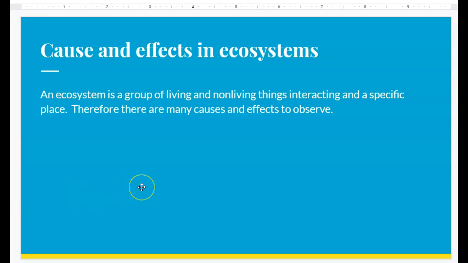Now, cause and effect occurs all the time in ecosystems. An ecosystem, remember, is a group of living and non-living things interacting in a specific place. Therefore, there are a lot of causes and effects to observe all the time. What we're going to look at today is the cause and effect relationship of food chains being disrupted, right? What happens when a food chain breaks? If we introduce a new species, what's the effect on the rest of the ecosystem? If we destroy an ecosystem, what's the effect on the food chain, right? So with all these questions, we want to be thinking about cause and effect relationships when we look at today's lesson, right?